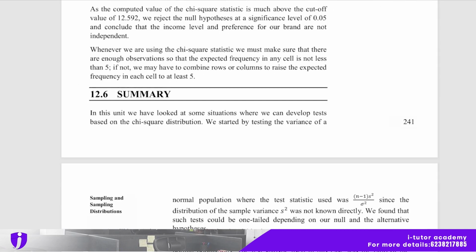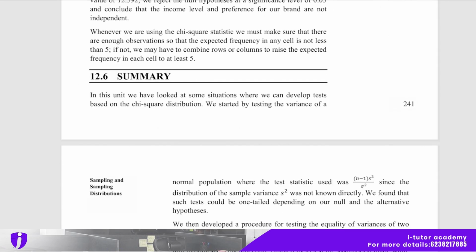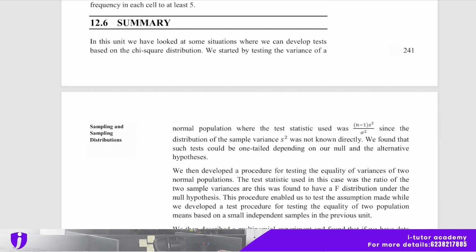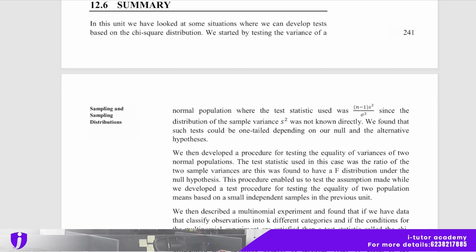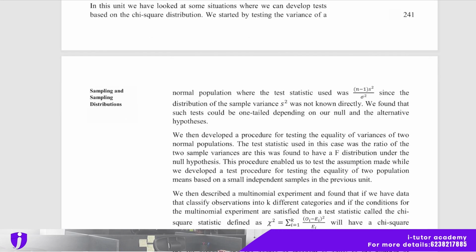In this unit, we have looked at some situations where we can develop tests based on the chi-square distribution. We started by testing the variance of a normal population, where the test statistic used was the chi-square statistic, and since the distribution of the sample variance was not known directly, we found that such a test could be one-tailed depending on our null and alternative hypotheses. We then developed a procedure for testing the equality of variances of two normal populations.